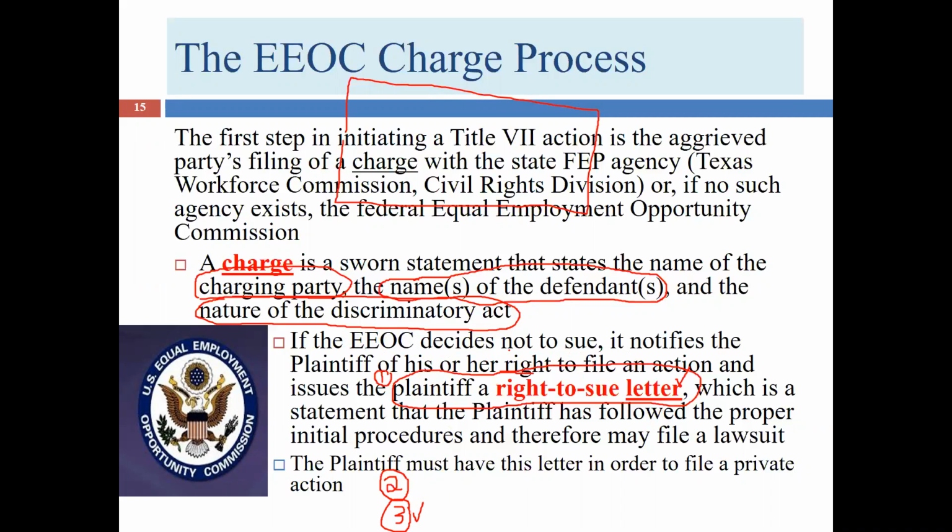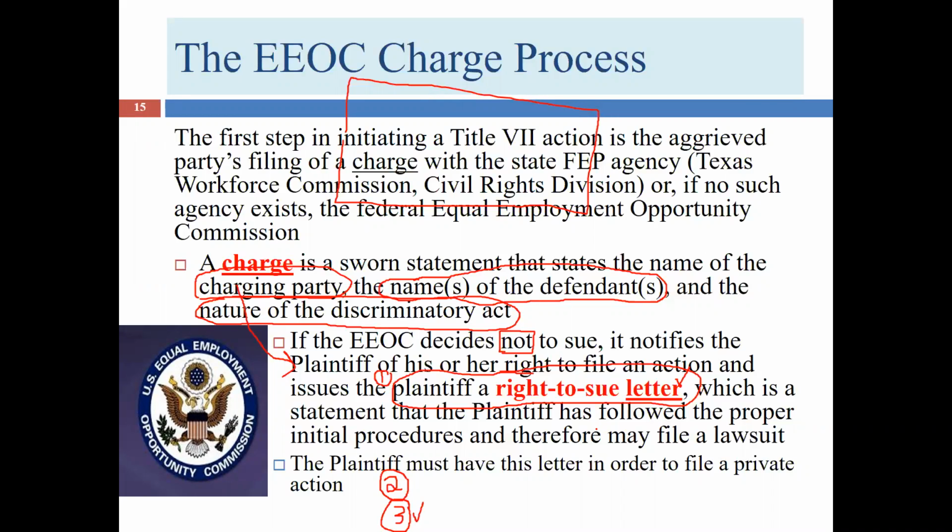If the EEOC decides not to sue, and again, this is almost always the case, it notifies the plaintiff, and of course, we call this person the charging party, that's that person right here, of his or her right to file an action, meaning a lawsuit, and issues the plaintiff a right to sue letter. What's a right to sue letter? It is a statement that the plaintiff has followed the proper initial procedures and therefore may file a suit. When the plaintiff gets the letter, he or she has 90 days to file the lawsuit. If he or she waits longer than 90 days, that window is closed, the lawsuit will be thrown out. The plaintiff cannot fix it at that point because he can't file another charge at that time.